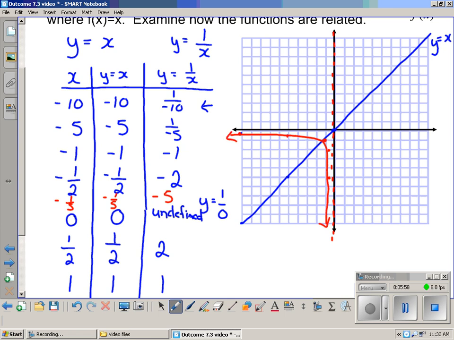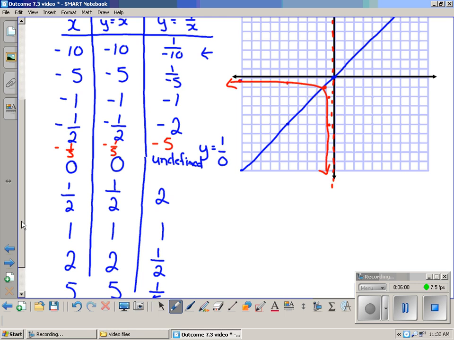Moving into positive values, when x equals 1/2, the reciprocal is 2. When x equals 1, y is 1. If x equals 2, then our y value is 1/2, and that same sort of pattern is occurring. So the graph in red is our reciprocal function, and the graph in blue is our original function.